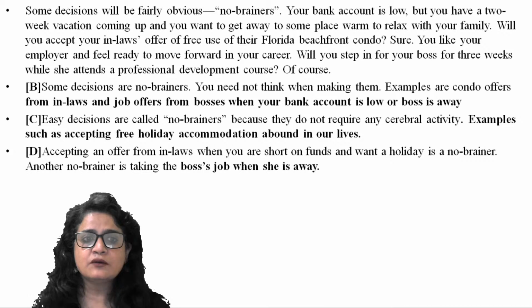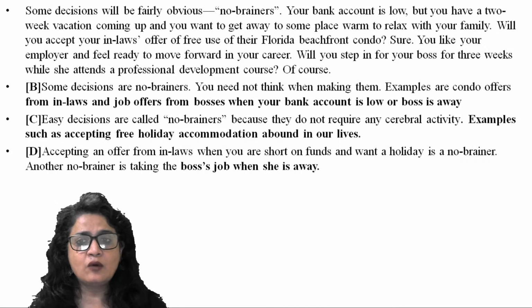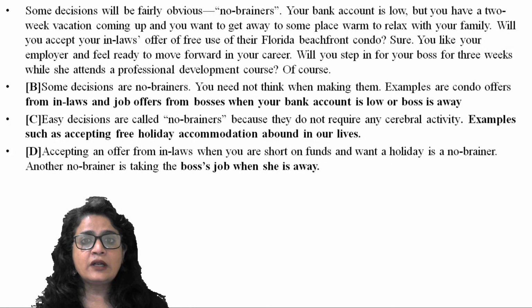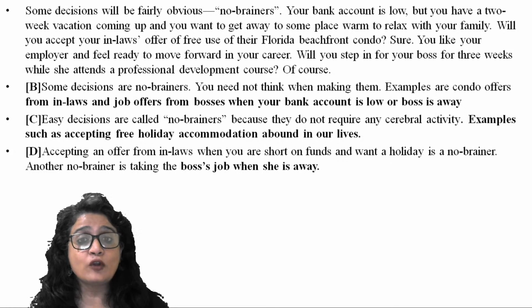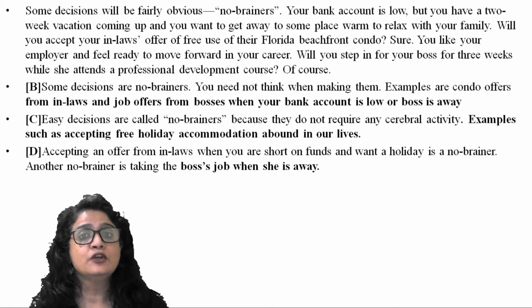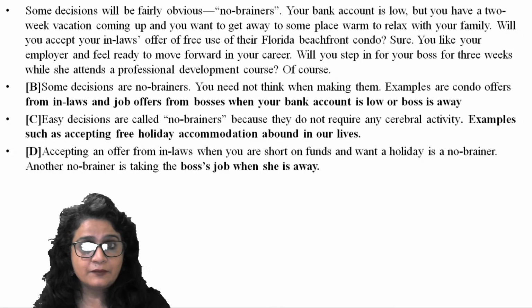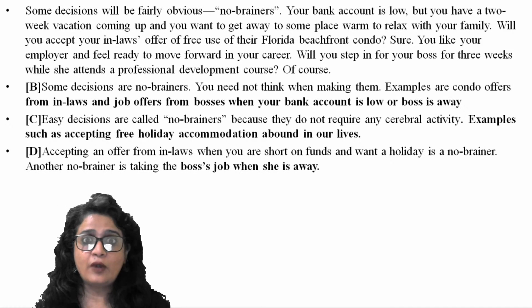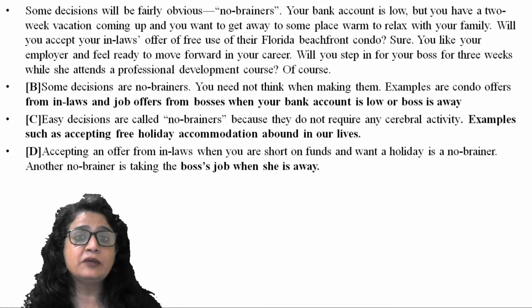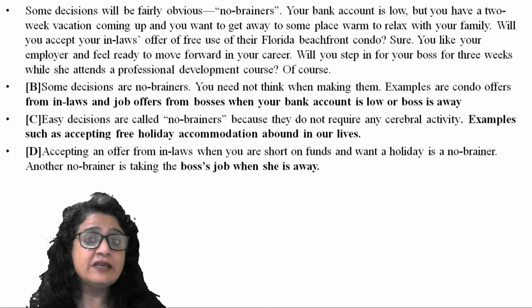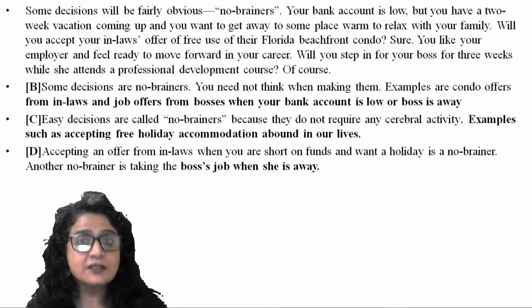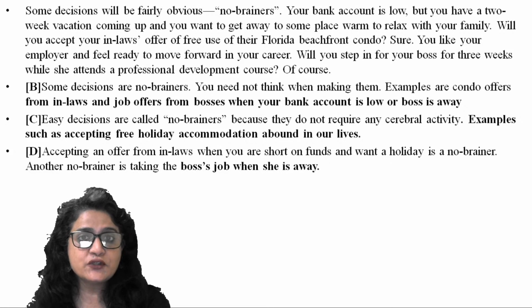Examples are condo offers from in-laws and job offers from bosses when your bank account is low or boss is away. Now, clearly a restatement of what is given in the paragraph. Two examples and main idea. Leaving out the author's opinion completely. Leaving out important, crucial details of the author's opinion, clearly, that there are certain circumstances: you like your boss, you want to advance in your career, you don't have enough funds to support your vacation. In that, will you accept your in-laws' offer? Right? So the mention of those situations is absolutely absent, and that is why that is not your answer. So this option is leaving out important details, the author's opinion. Certain circumstances make these decisions easier, no-brainer.